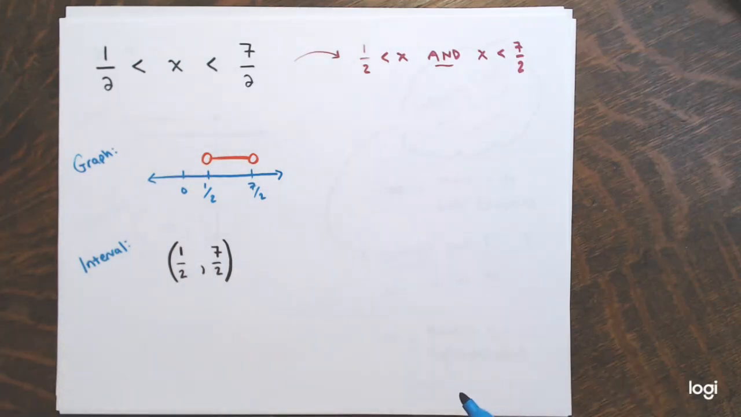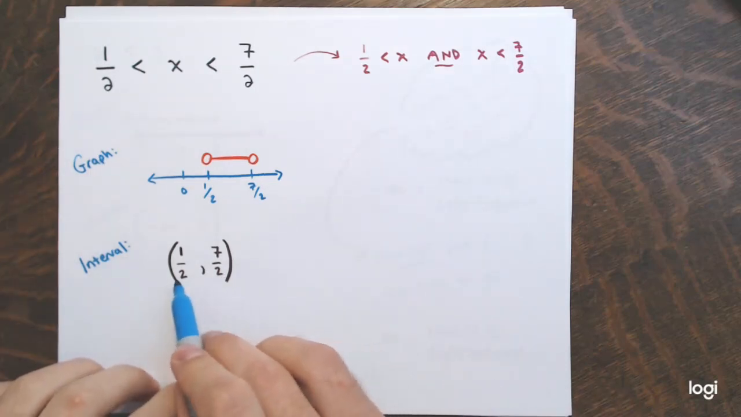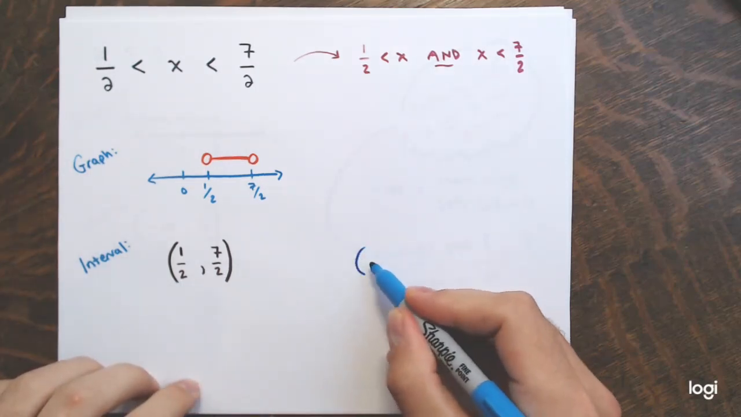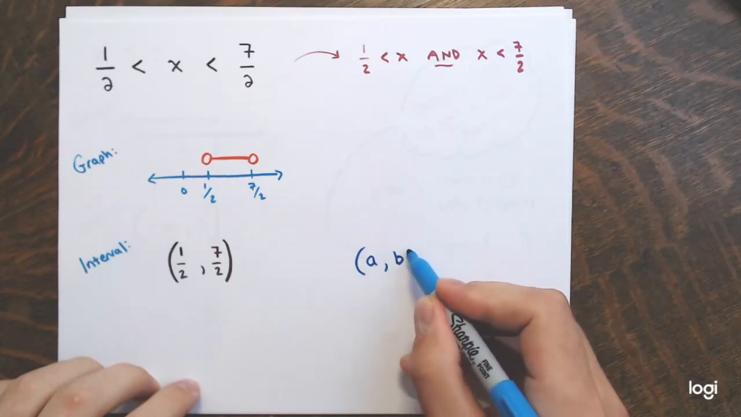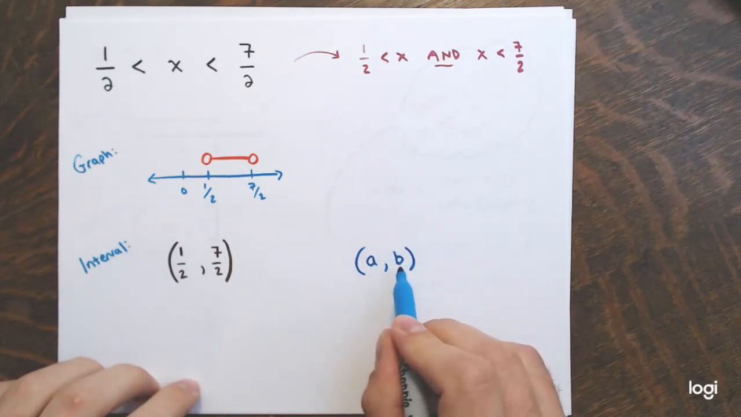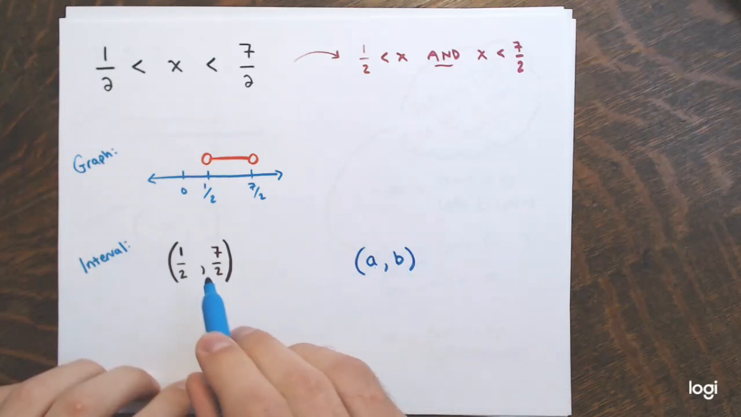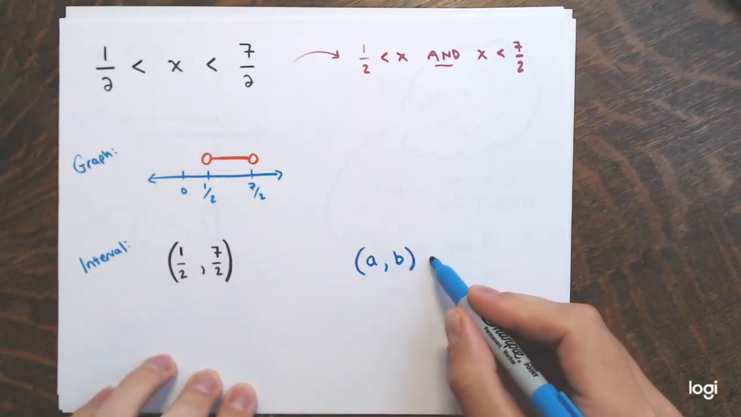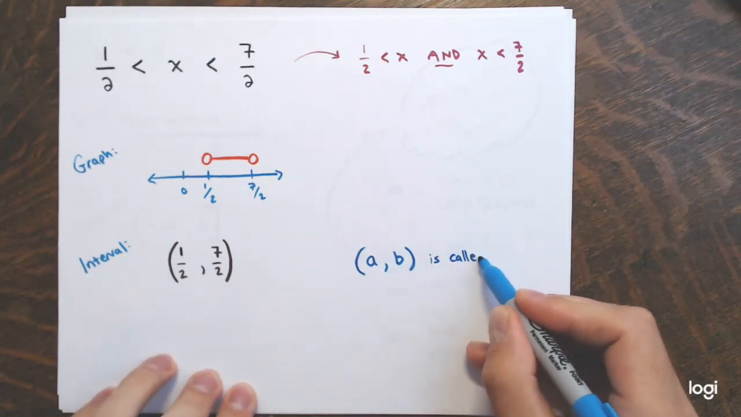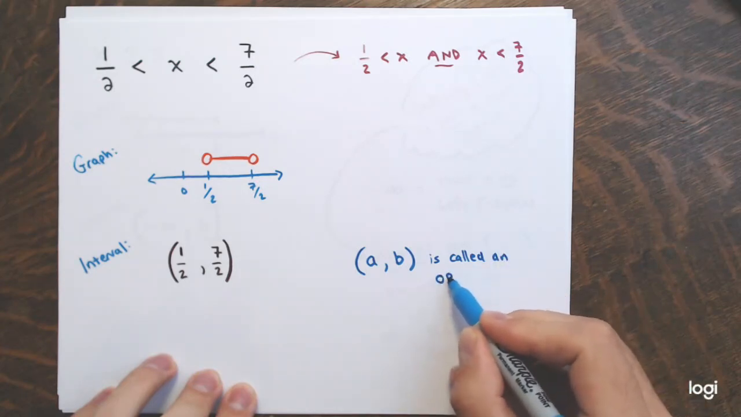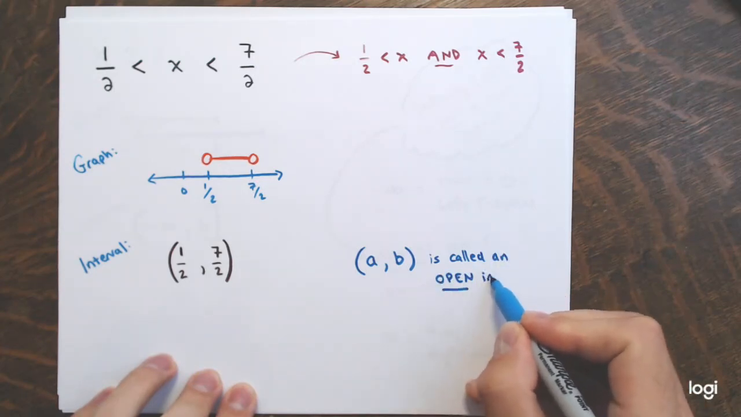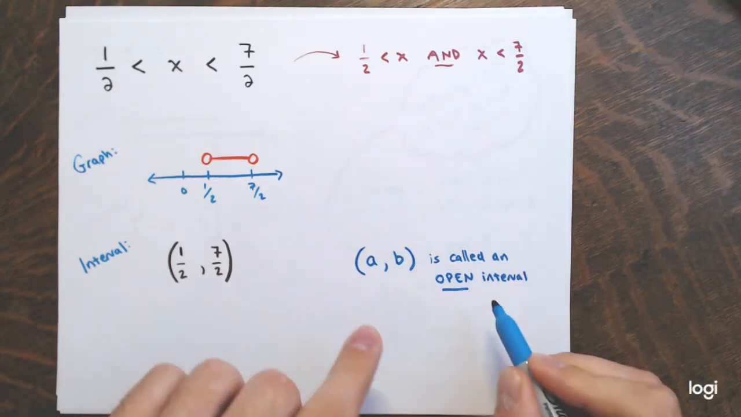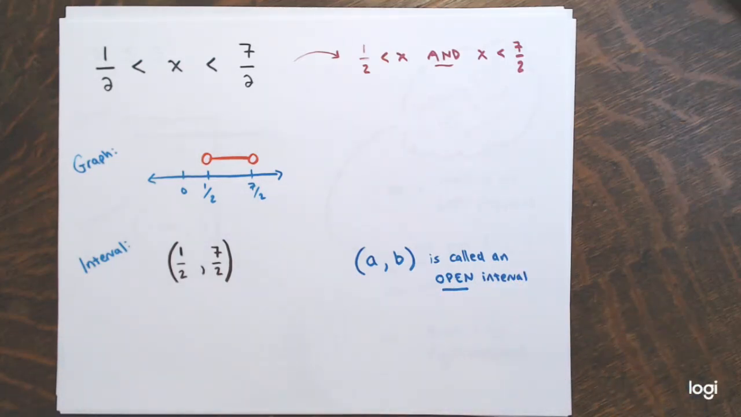And now another little side note. If ever you see intervals like this, where both endpoints have parentheses on them, and these two are actually real numbers, so not infinity or negative infinity, like I have here, 1 half and 7 halves are actually real numbers. An interval that looks like this is called an open interval. Alright, so when there were both brackets, it was closed, and when they're both parentheses, it's open. And again, as long as you have real numbers as your endpoints, not infinities or negative infinities.